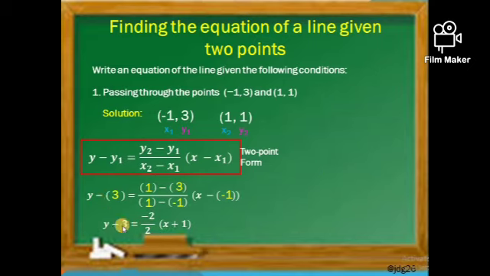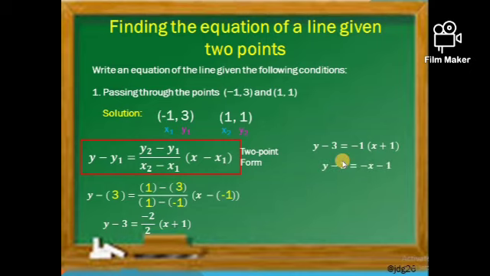Y minus 3 equals, so 1 minus 3 is negative 2. 1 minus negative 1 is positive 2. And then, x minus negative 1 is x plus 1. So, simplify ulit natin. So, ang kailangan lang i-simplify itong fraction form which is negative 2 divided by 2. Dahil divisible naman siya, i-divide natin. So, we have now y minus 3 equals negative 1 times x plus 1.